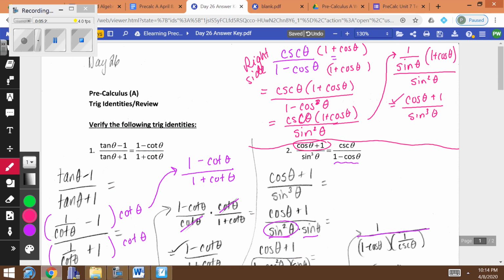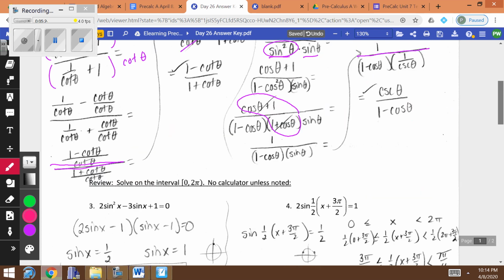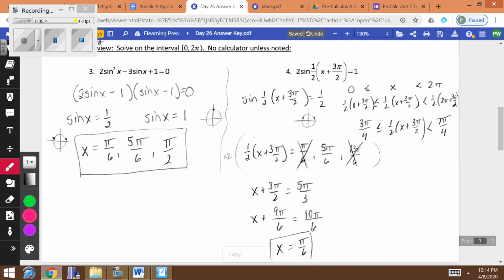Okay. All right, let's look at a couple of the reviews here. Number 3, again, all of them are in terms of sine. It equals 0. When I look at this, I see a trinomial. Let's factor it. So 2 sine of x minus 1, sine of x minus 1, set them both equal to 0. We want to know where the sine is 1/2 and where the sine is 1. It's 1/2 at pi over 6 and 5 pi over 6, and the sine is 1 at pi over 2. That's how we get those two answers.